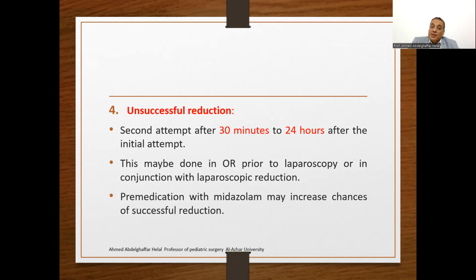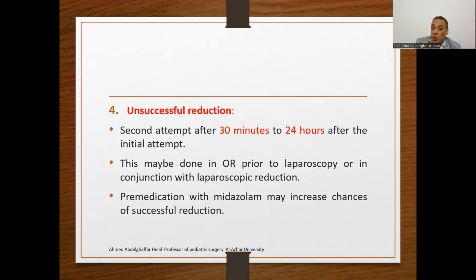What to do? A second attempt can be started 13 minutes to 24 hours after the initial attempt, and may be done in the OR prior to the laparoscopy or in conjunction with laparoscopic reduction. So you can try a second trial with air reduction before you introduce the laparoscopy. Pre-medication with midazolam may increase the chance of successful reduction in some cases.